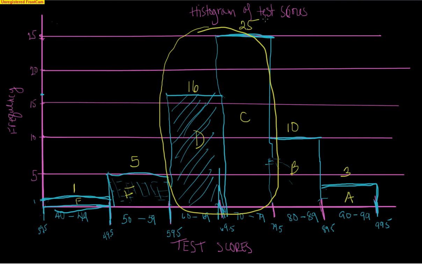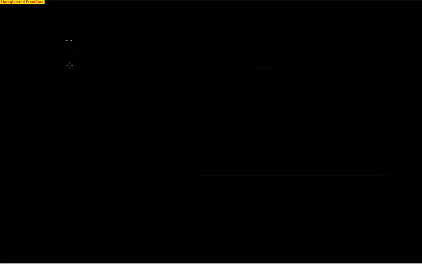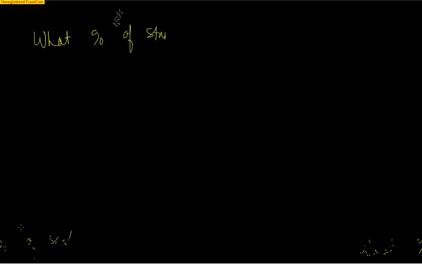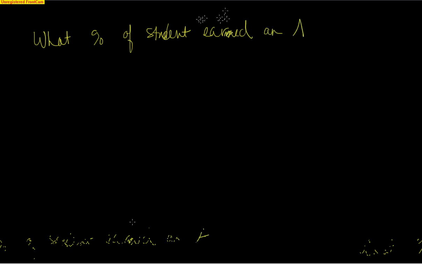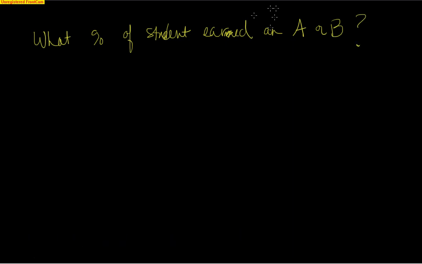All right, so we could ask ourselves, add a layer here. Just do this. What percent of students earned an A or B?